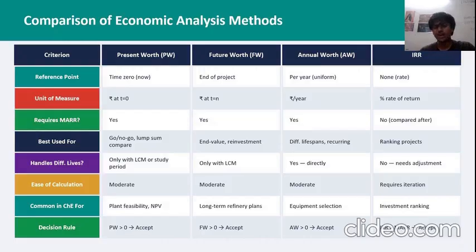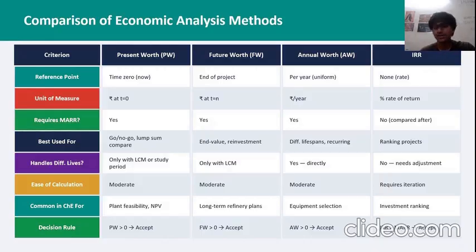In terms of ease of calculations, present worth, future worth and annual worth are relatively straightforward once the formulas are well known. However, internal rate of return is slightly more complex because it requires iteration and trial and error to solve. Finally, the decision rule is very simple and consistent. For present worth, future worth, and annual worth, if the value is greater than zero, we accept the project. For internal rate of return, if the rate of return is greater than the MARR, the project is acceptable.